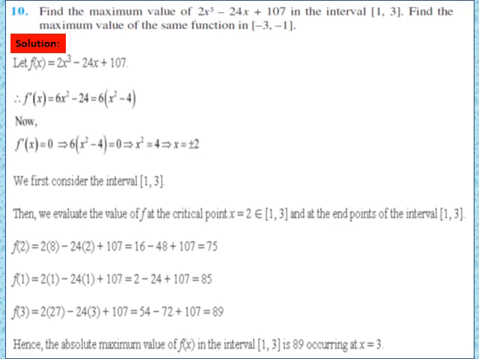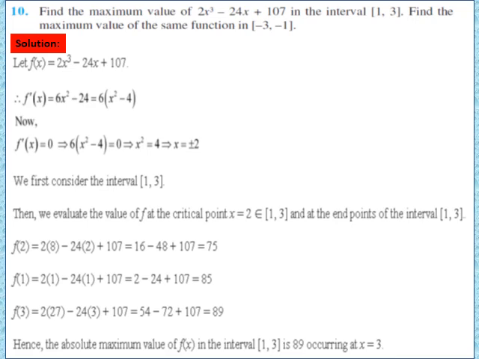So we have to find the value of the function at x equals plus minus 2 and at the end points. Now we cannot consider the -2. Why? Because this -2 does not belong to the interval [1, 3]. Clear? So we have to be very cautious which points we are taking, because that point has to belong to the given interval. So here we are taking x equals 2 and the end points are 1, 3.